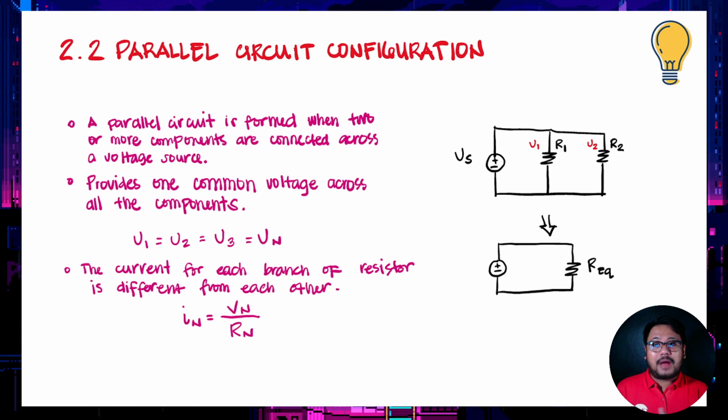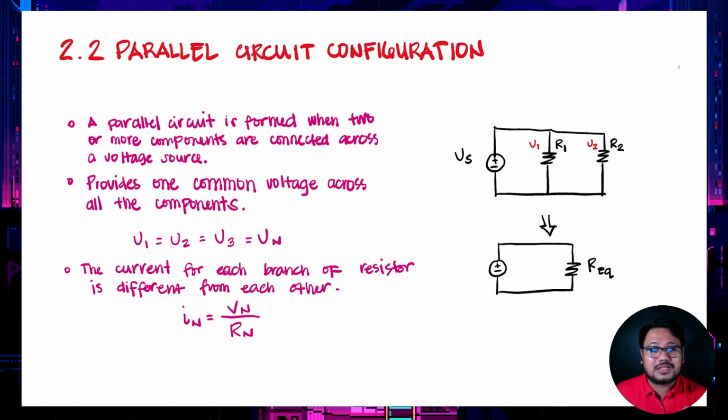Let's now talk about parallel circuit configuration. In a parallel circuit configuration, it is as if your current from your voltage source is being split into several branches, because you have your resistances R1 and R2 and so on that are connected across each other and across our voltage source. A parallel circuit configuration provides one common voltage across all our components. Every component across that voltage source provides a separate path or branch for current to flow.